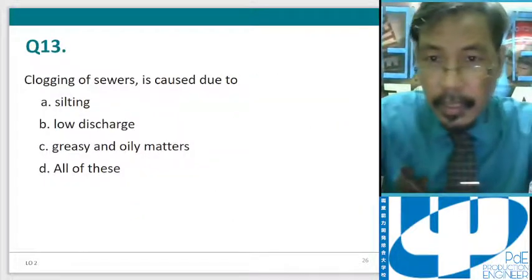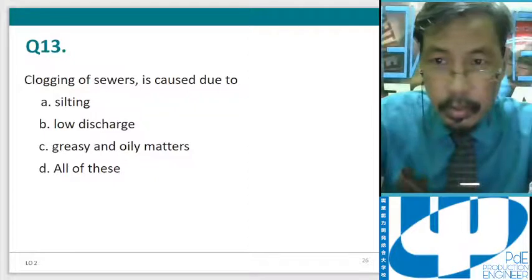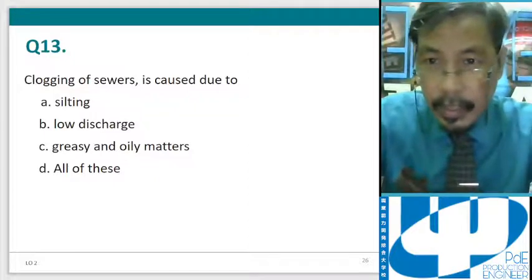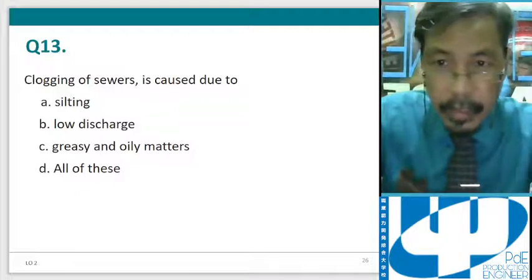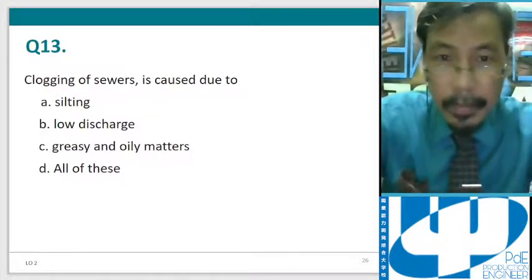Question 13. Clogging of sewers is caused due to A. Silting, B. Low discharge, C. Greasy and oily matters, D. All of the above. So this is all of the above.